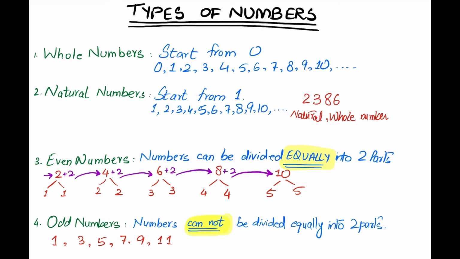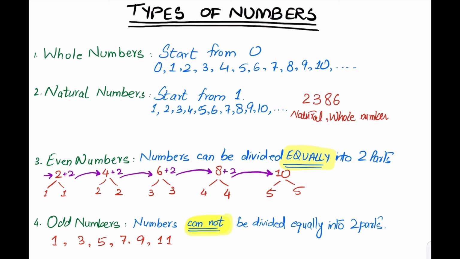Okay? Now let's move on to odd numbers. Odd numbers are all those numbers that cannot be divided equally into two parts. You cannot divide 1 into two equal parts. You cannot divide 3 into two equal parts. You cannot divide 5 into two equal parts.